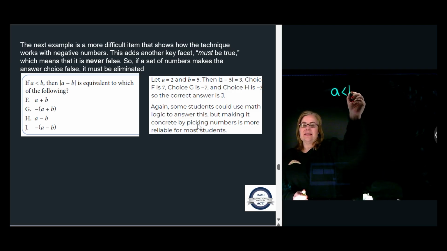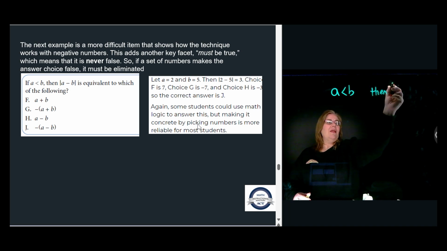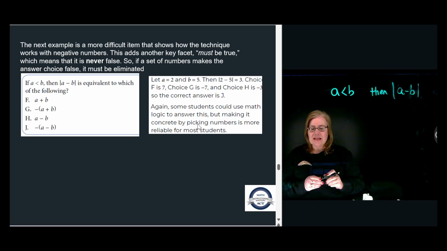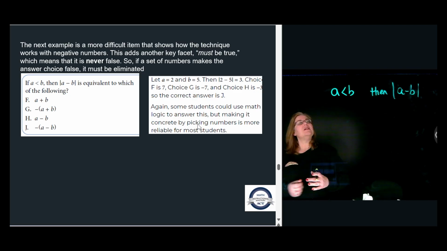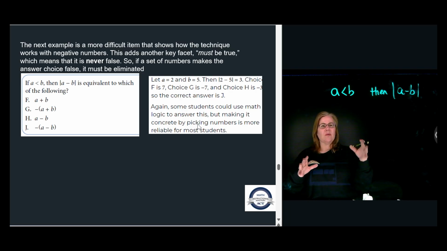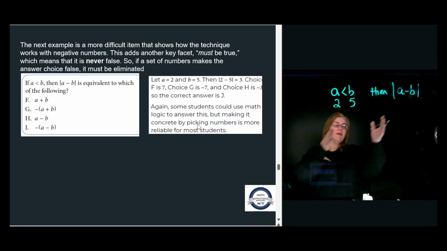If A is less than B, then the absolute value of A minus B, it says, which of the following are true? So I am going to use some odd numbers. I'm going to use one odd number, I'm going to use an even number, just so we can see what we've got. So let's use 2 and 5. 2 is less than 5. So let's go ahead and plug this in.